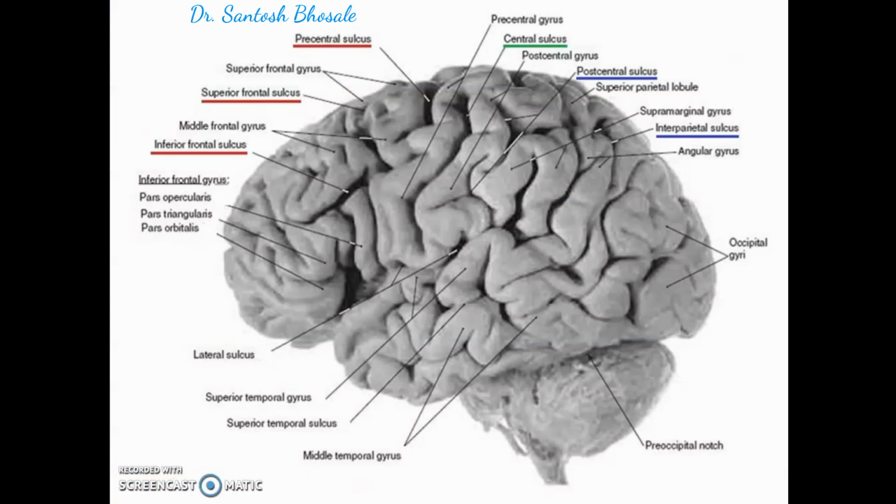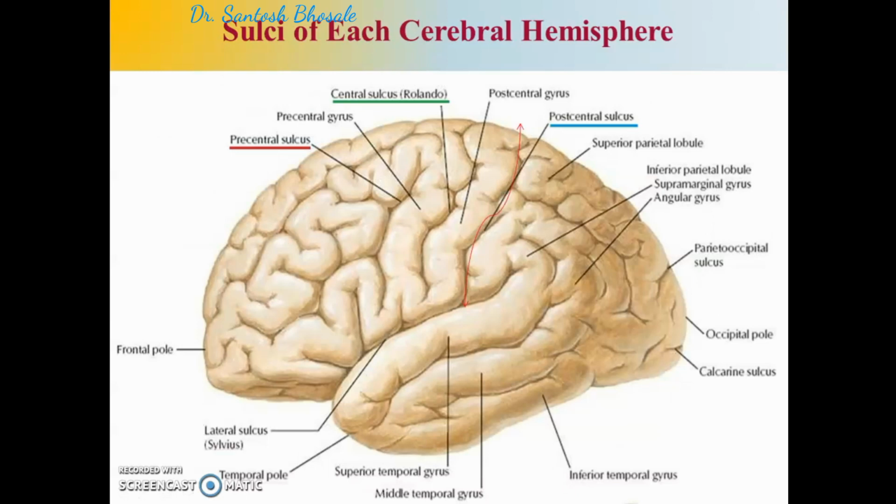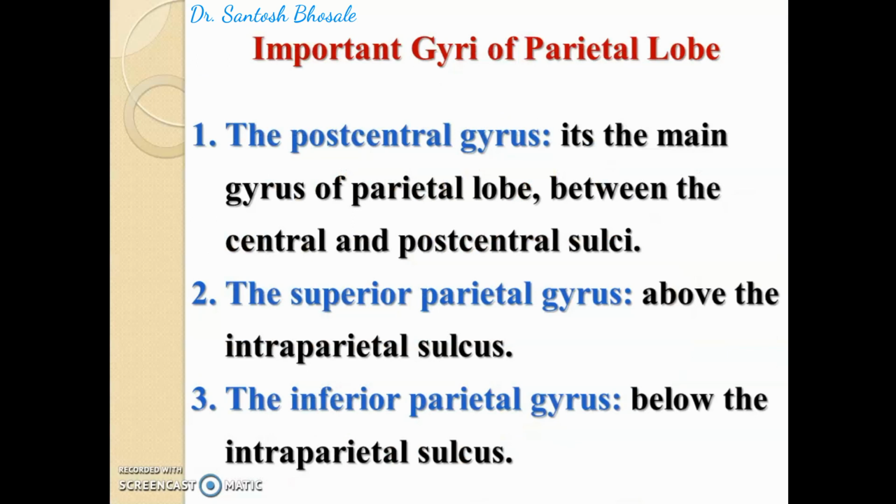You can see the central sulcus is there, then that is postcentral sulcus, and a horizontal intraparietal sulcus. So here you can see that is postcentral sulcus, this is central, and that is intraparietal, dividing the parietal lobe into 3 areas, that is postcentral gyrus, superior parietal gyrus or lobule, inferior parietal lobule or gyrus.